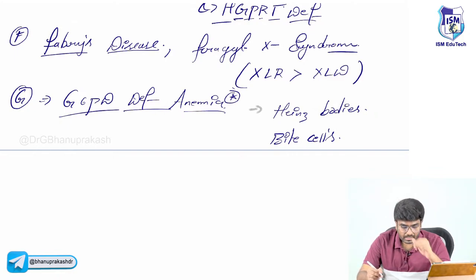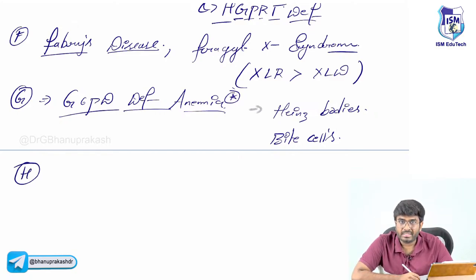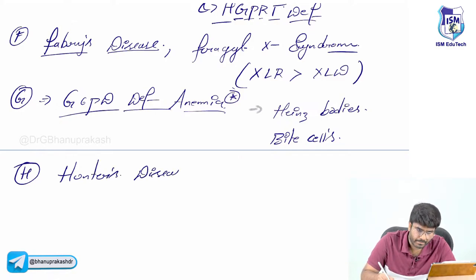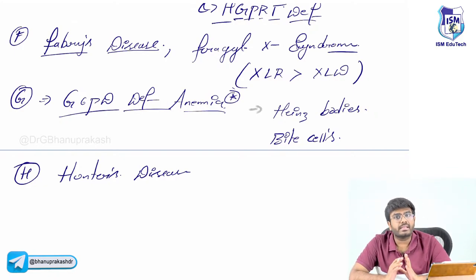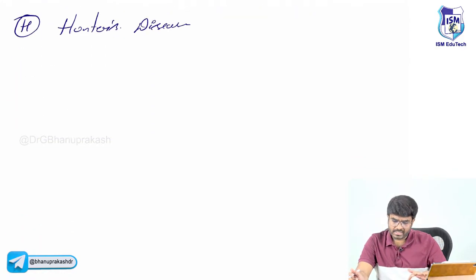EFG completed. Next, H stands for what? You already know. They are the Hunters. Hunter's disease. So, with this, all the X-linked recessive disorders are completed. Now, the last 5 minutes topic is the X-linked dominant disorders. Just you need to know the examples. That will be more than enough.